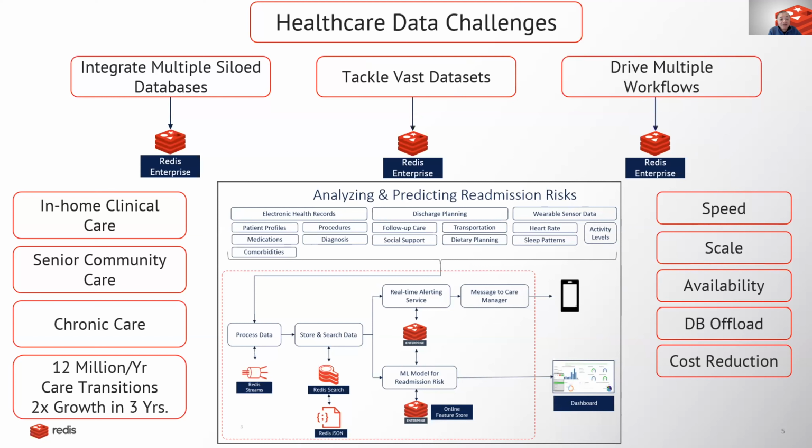And be able to offload from some of these traditional legacy databases that are not able to handle some of the speed and scale and latency requirements that some of these analytics are predicated upon. And then lastly, from a cost reduction perspective, the ability for Redis Enterprise, with its multiple data models, to be able to support multiple use cases, both search, JSON.